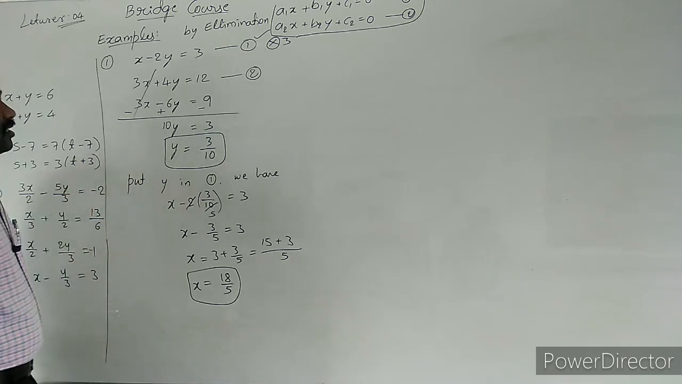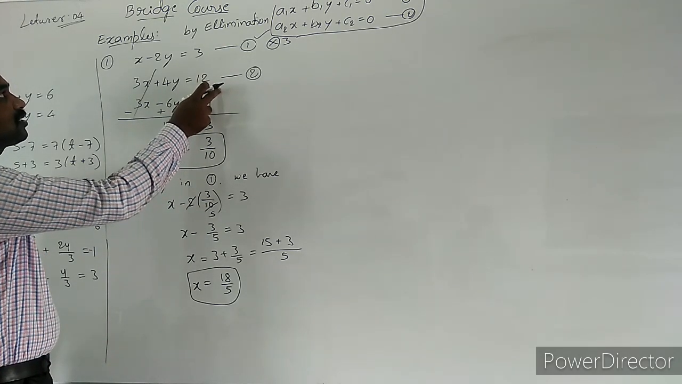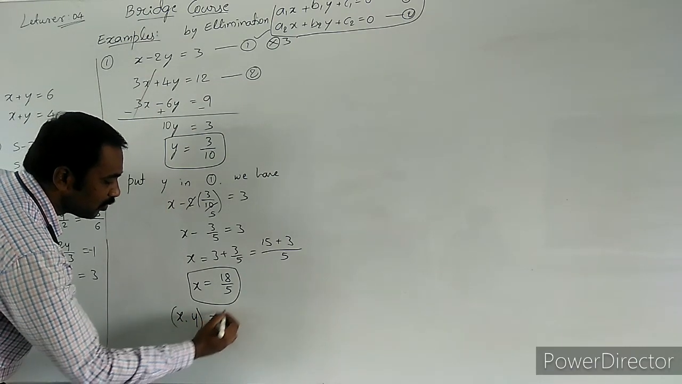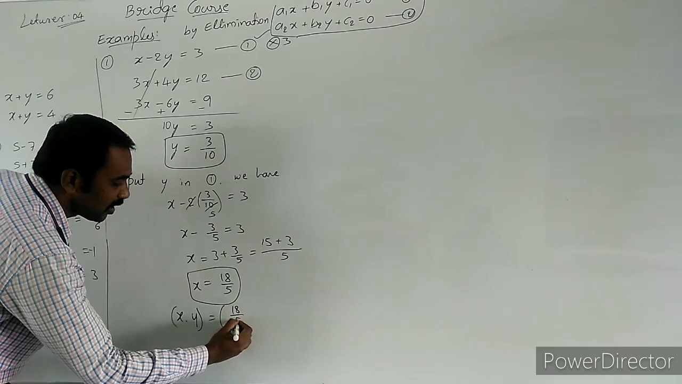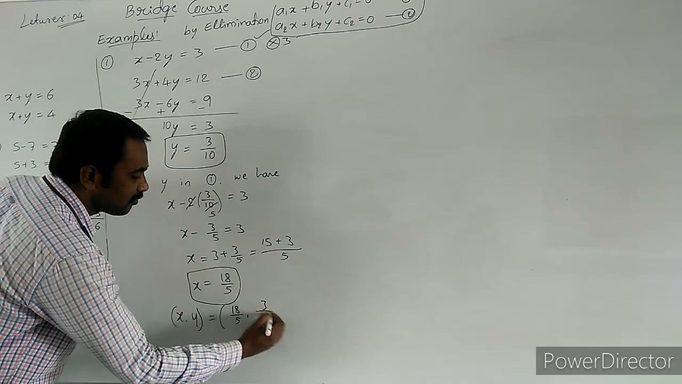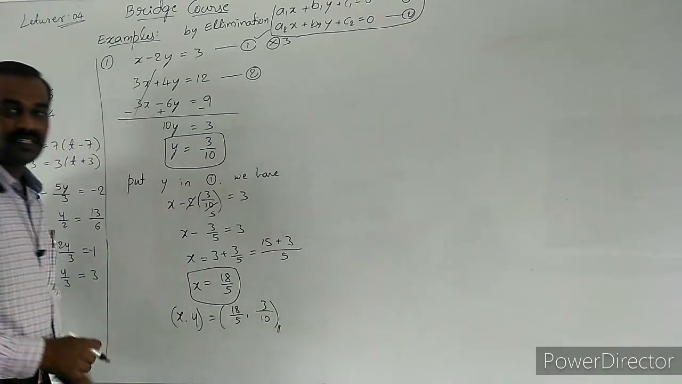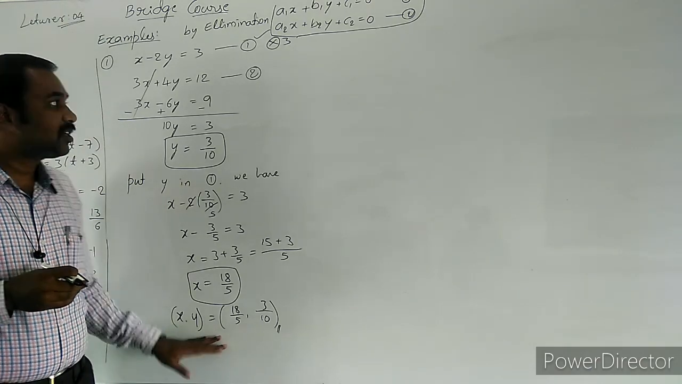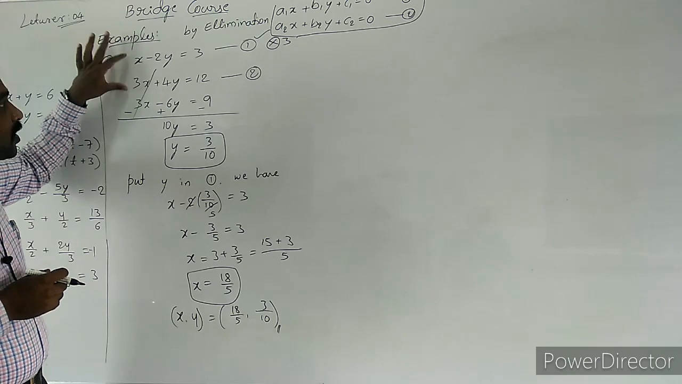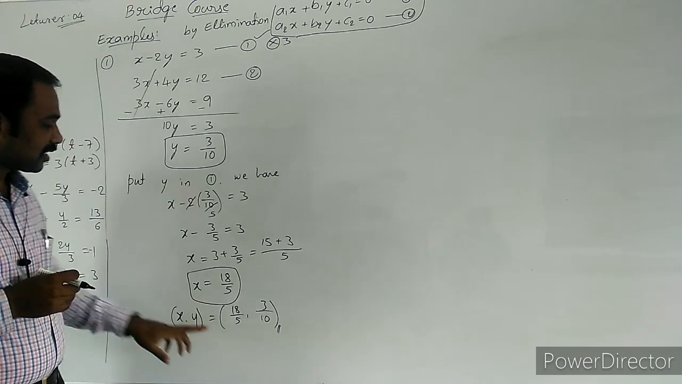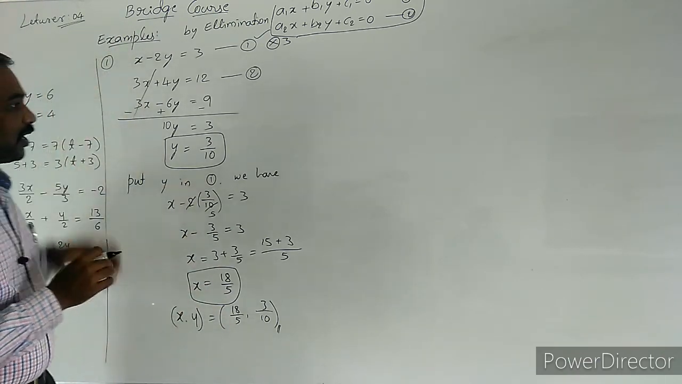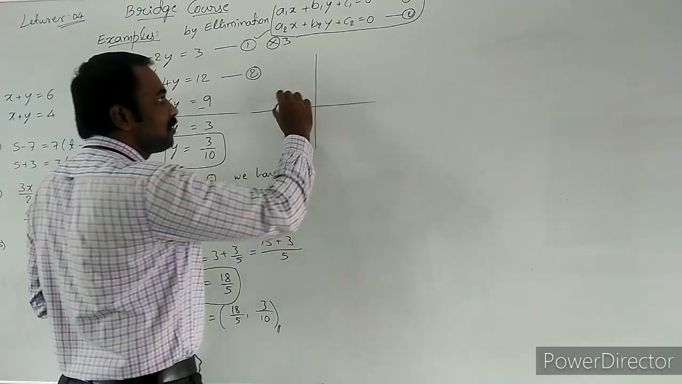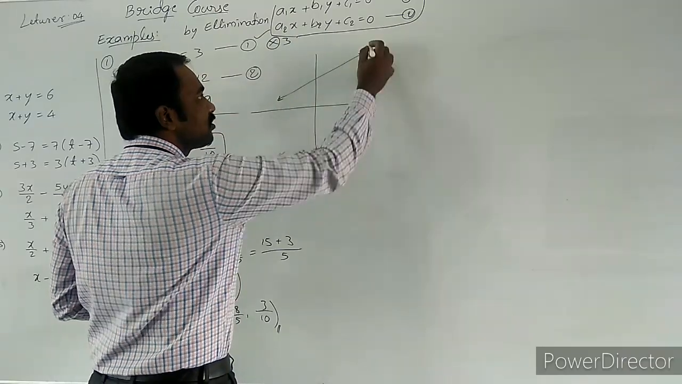The corresponding y value is here. Therefore, the solution of this simultaneous linear equation is x comma y, that means 18 by 5 comma 3 divided by 10. Solution means, as I already explained in the previous video, the point of intersection of these two lines. So these two equations are satisfied at this point. Geometrically you can see this in an xy coordinate plane. Suppose, roughly, I take the lines, and suppose this is equation number 1.